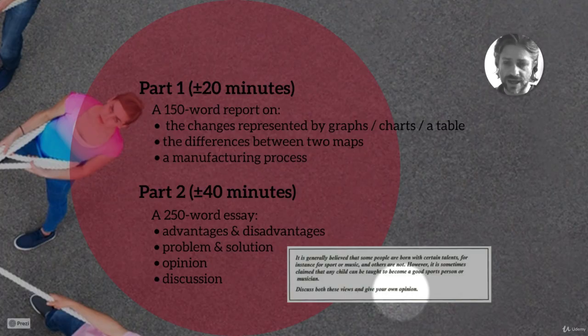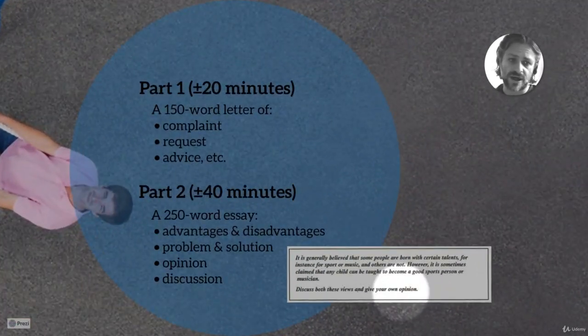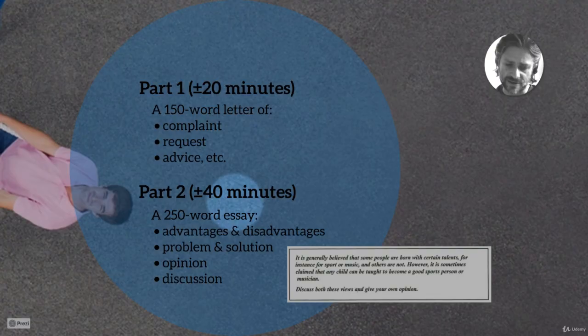Okay, so that is the academic side of things, and we need to look at the general training and how that's different. So as I said, Part 2, let's start with that one actually. Part 2 is exactly the same as Part 1. The type of question will be very similar. It'll be an essay, it'll be 250 words, and it'll be more academic in its scope.